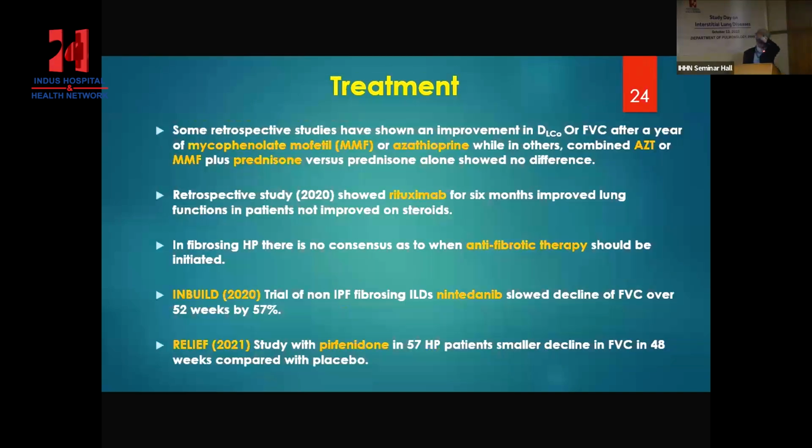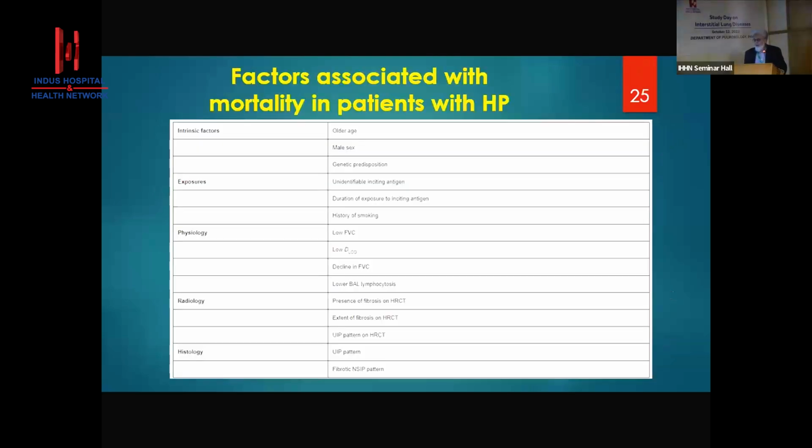The other drugs used, like mycophenolate and azathioprine with or without prednisolone, have varied results. Again, rituximab, there was one trial, but nothing worthwhile. In antifibrotics, the INBUILD trial for nintedanib and the RELIEF trial for pirfenidone set a criterion of decline being contained over 1 year.